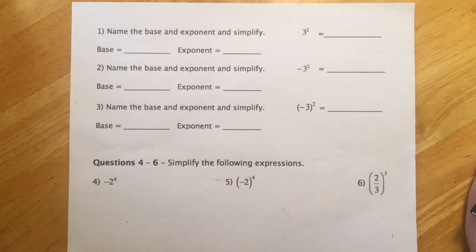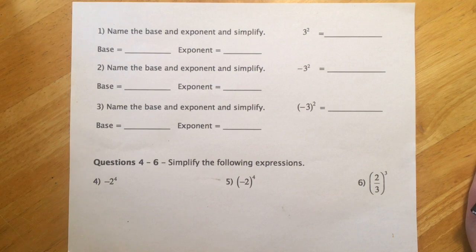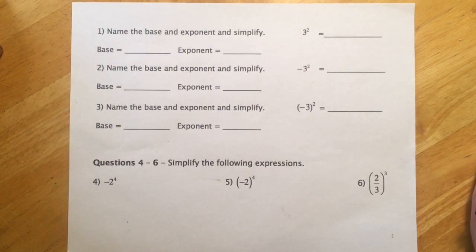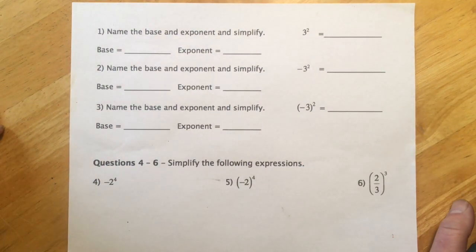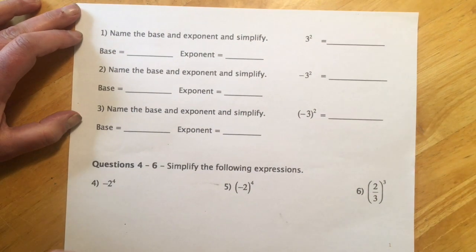Hey guys, so this video is about properties of exponents. 4.1 and 4.2 are both properties. There's 6 of them, so they just split it into 2 sections to make it a little bit more manageable. So this is kind of a part 1.